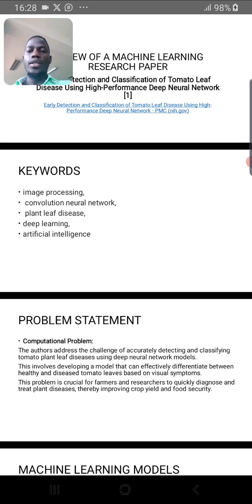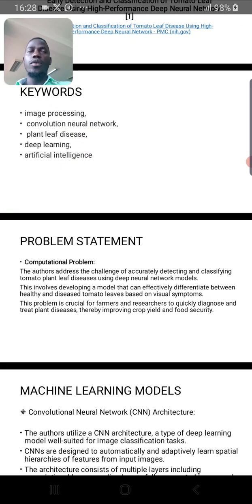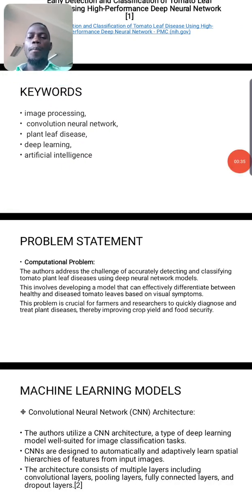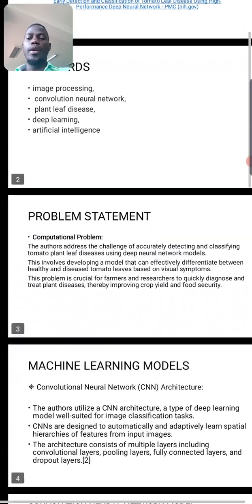I have keywords in this research paper which include image processing, convolutional neural network, plant leaf disease, deep learning, and artificial intelligence. Those are the keywords that were included in this research paper.